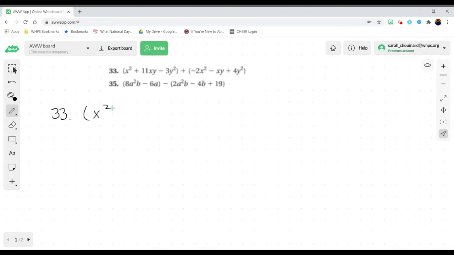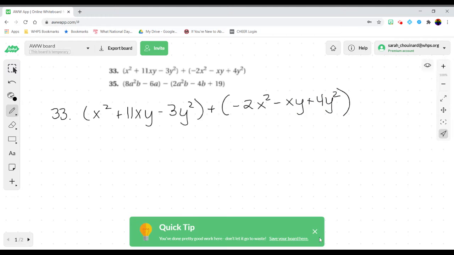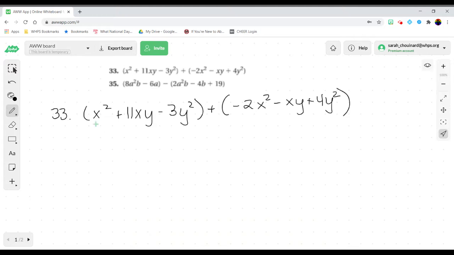I have x squared plus 11xy minus 3y squared plus negative 2x squared minus xy plus 4y squared. And so here, since it's addition, I just want to combine my like terms. So x squared is a like term with x squared because they have the same variable and exponent. Remember, there's a coefficient of 1 here. So 1 and negative 2 combine to make negative 1, or we could just write negative x squared.